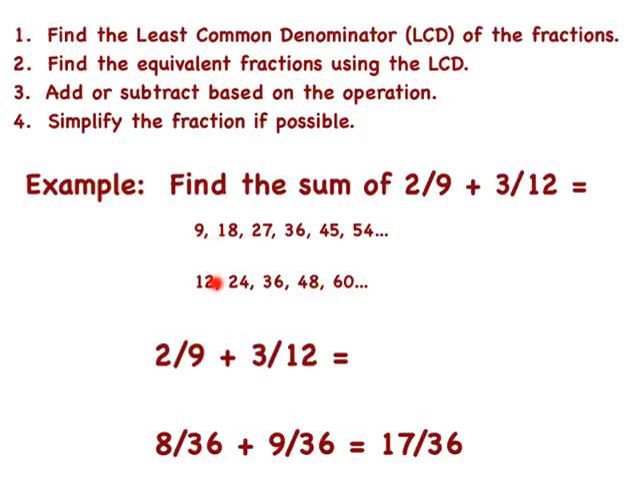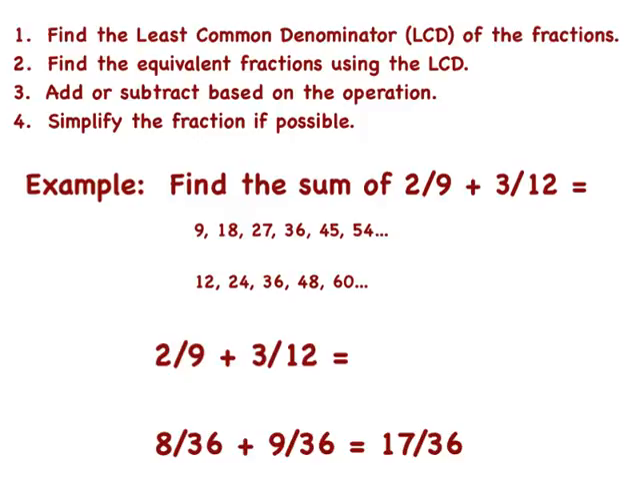So I'm going to look in these two rows, and I want to find the least, meaning the smallest number that they have in common, or the smallest number that I see in both rows. So I'm looking at the numbers to see if I see a match. Oh, there's a match, 36. So 36 is the first number that I come to that is in common with my 9s and 12s. So I'm going to make that 36 my new denominator.